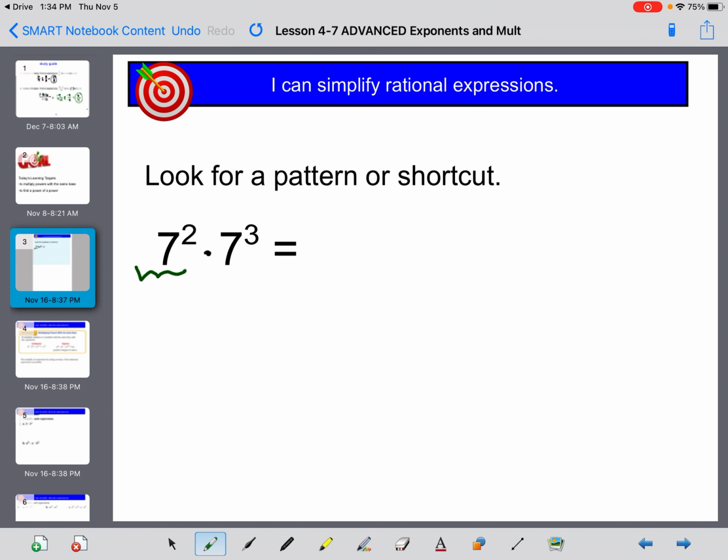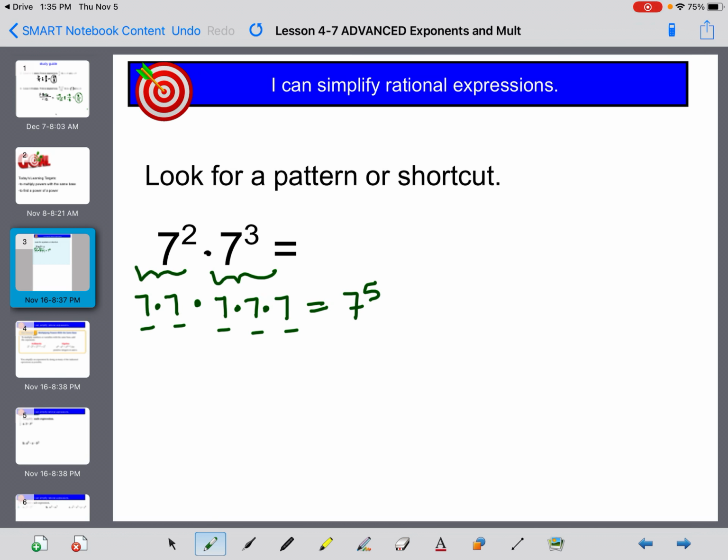You learned that 7 to the second in expanded form means 7 times 7. Then I'm going to multiply 7 to the second by 7 to the third, and that means 7 times 7 times 7. I am going to tell you that 7 to the second times 7 to the third is the same as 7 to the 1, 2, 3, 4, 5, 7 to the fifth power.